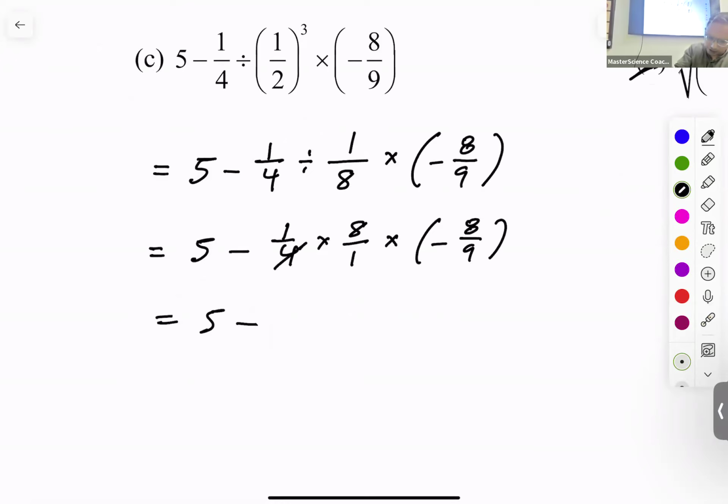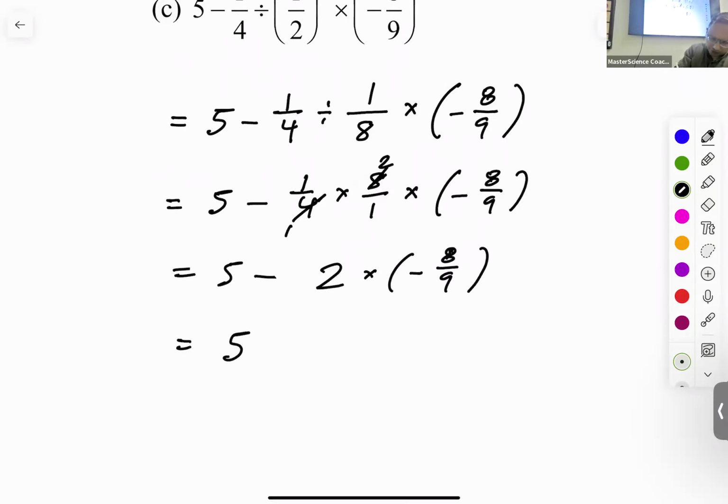So 5 minus 1 quarter is... so this is 2 times negative 8 over 9. Why am I keeping it in the bracket? Because there's a negative number inside. Okay, so do I do 5 minus 2 first, or do I do 2 times negative 8 over 9 first? 2 times. Yes. So this will be negative 16 over 9.